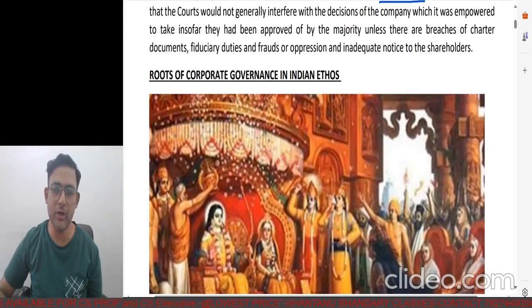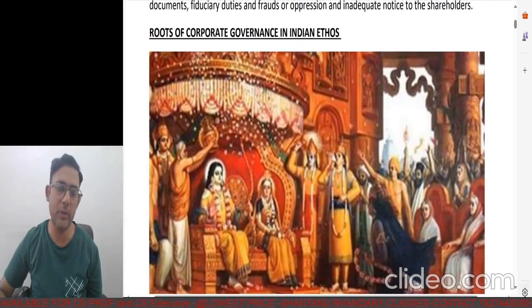Now we actually move ahead and talk about corporate governance in Indian ethos. I think we have already discussed a few of these parts in the previous sessions, whereby we took the examples of the Hindu scriptures, where we discussed the duties or the responsibility of the king towards the people and the kingdom. Now we're going to discuss some more about it, and we will talk about one of the most important things that happened in the ancient time in the Indian tradition.